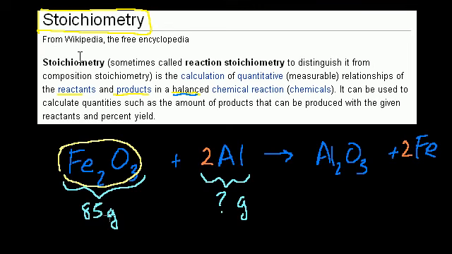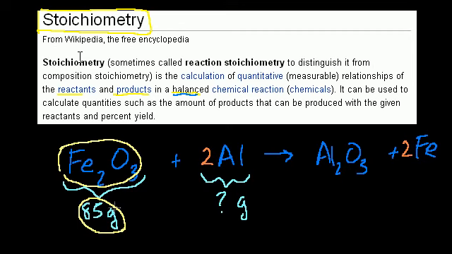So what we need to do is figure out how many moles of this molecule there are in 85 grams. And then we need to have twice as many moles of aluminum, right? Because for every mole of the iron 3 oxide, we have 2 moles of aluminum. We're just looking at the coefficients, just looking at the numbers. 1 molecule of iron 3 oxide combines with 2 molecules of aluminum to make this reaction happen.